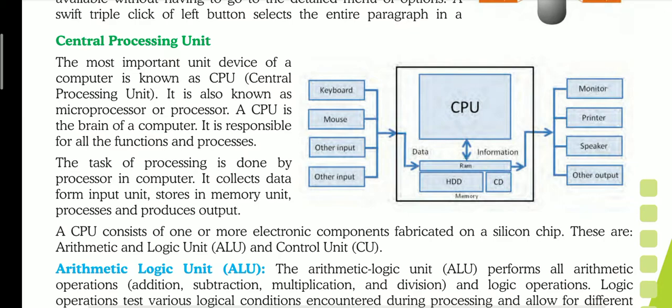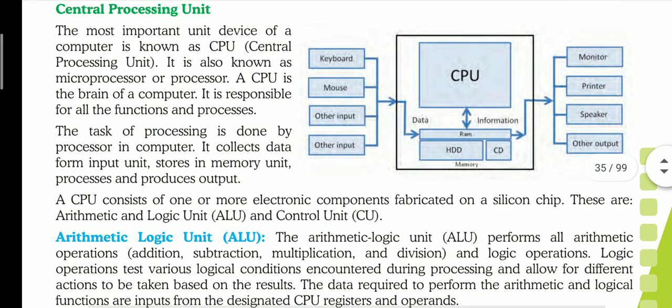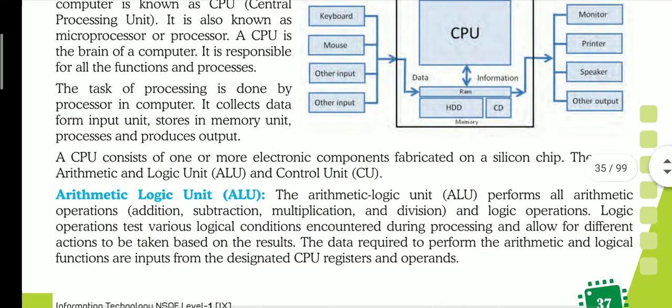A CPU consists of one or more electronic components fabricated on a silicon chip. These are the arithmetic logic unit and the control unit. According to the name, the arithmetic unit performs all arithmetic operations like addition, subtraction, multiplication and division, and the logic unit performs tests on various logical conditions encountered during processing and allows for different actions to be taken based on the result.